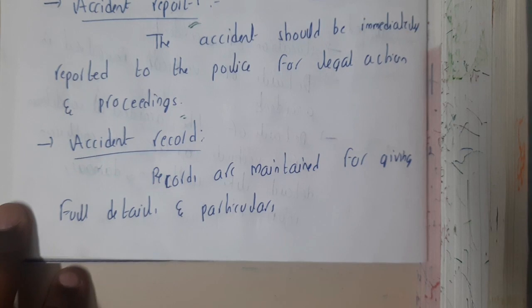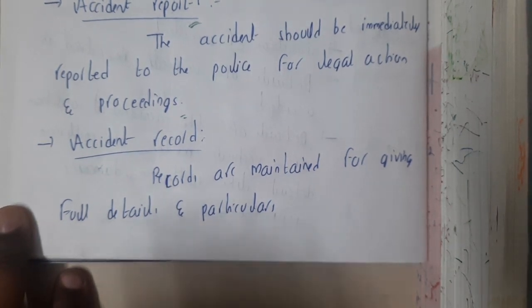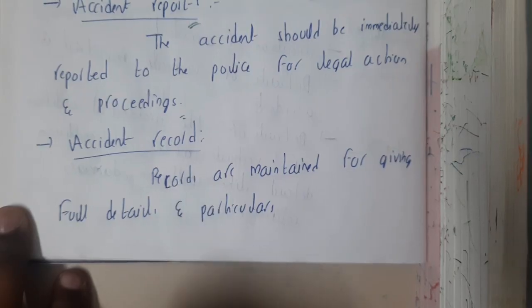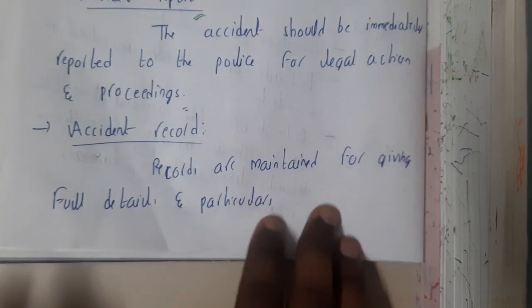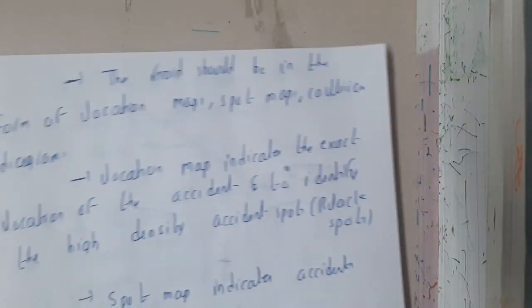Once you are done with the report, you will be creating the record. The report is some information, whereas a record is where you will be maintaining each and every particular detail. Records are maintained for giving full details and particulars. So what does this record contain?